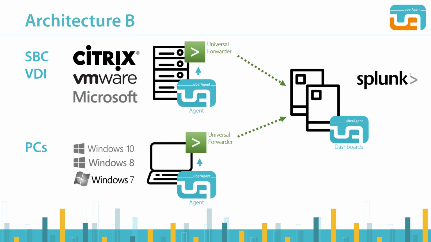Both options are equal. You can go with A or B. It just depends on what you have and what your requirements are. To sum this up, Uber Agent is a very small agent. It's also easy to deploy. Use what you have, Splunk. There are no requirements for additional databases or middleware components. You can integrate it with the UF. When you combine Uber Agent data with the data you already have in Splunk, you get real end-to-end monitoring from the endpoint through the network into your data center.